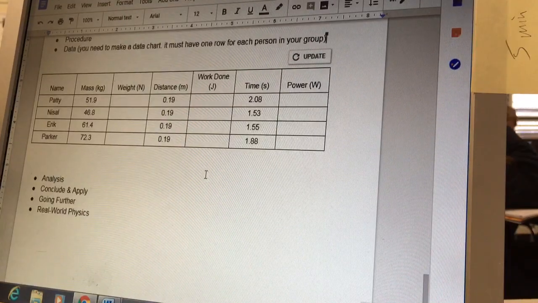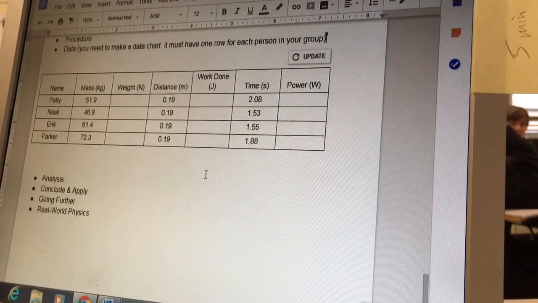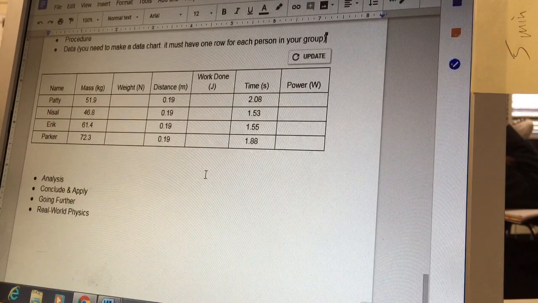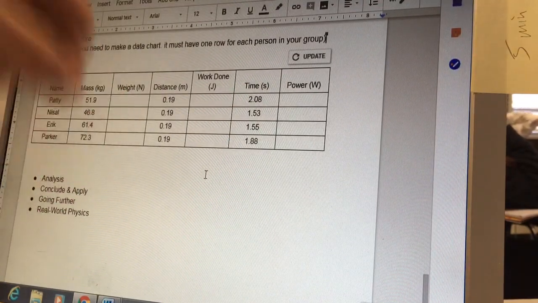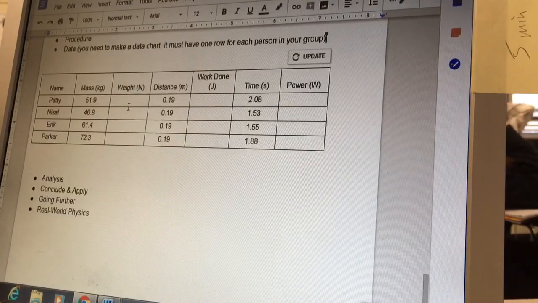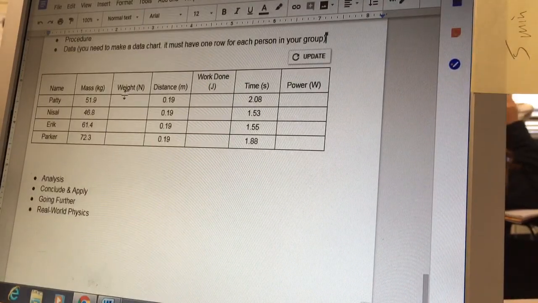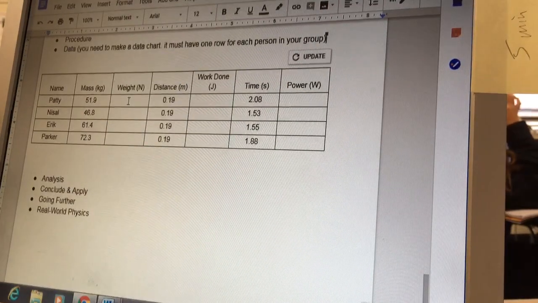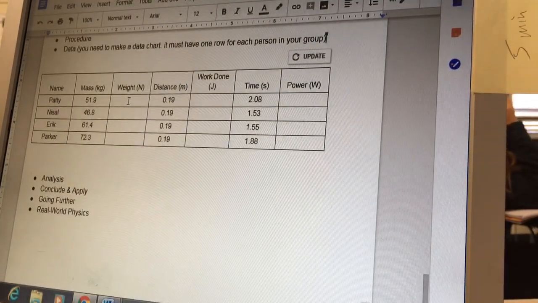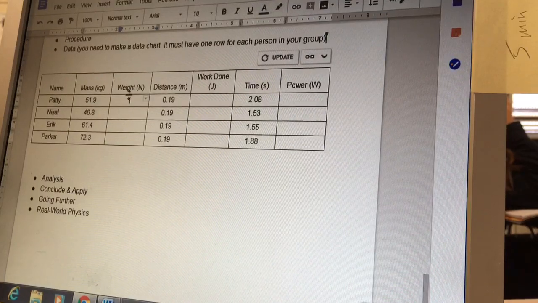Most of you can do this no problem, but I want to show you how you can use a computer to make your life way easier. So to figure out the weight, what equation would we use? Force equals what? Mass times, right, acceleration from gravity. So this would be F equals mg, and that's what we would do to solve this.